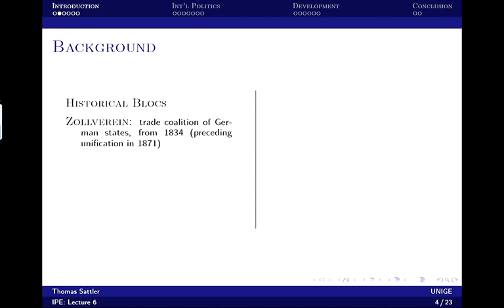So this should remind you a bit of the idea of the European Union, where the European Union started as a trading community with the aim to integrate politically further and unify Europe eventually. So that's basically the same idea as we saw already in the 19th century in Germany. And Germany is not unique here. We saw such free trading agreements among Italian states, among Austrian states, and so on.